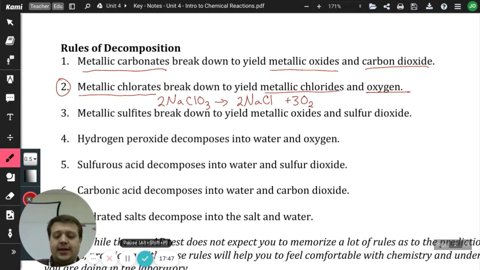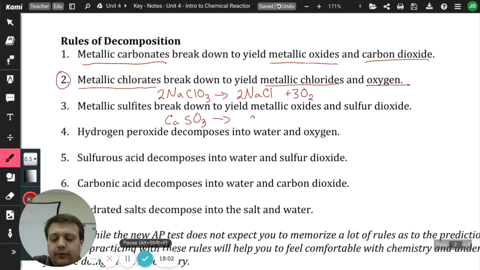So for an example, I like to use sodium just because it's easy to work with, but we'll use something else. So I have calcium sulfite, CaSO3. That is going to break down to yield a metallic oxide, CaO, and sulfur dioxide, SO2. Okay, I would make sure to balance. I've got 1 calcium, 3 oxygen, 1 sulfur. It's already balanced for me.